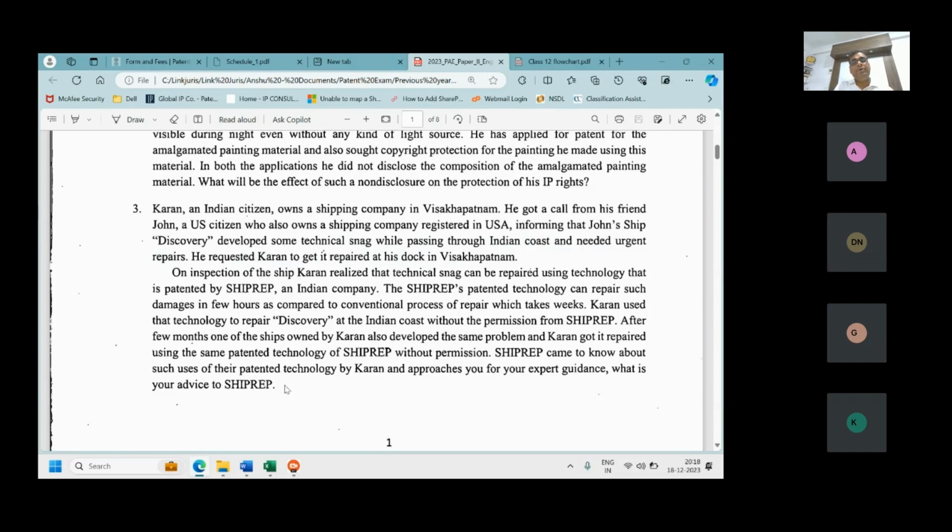What will you advise Shiprep? Your advice is simple: first, there is a clear infringement by Karan for his own ships. Second, the infringement claim of Shiprep for the Discovery might not be accepted because of the rule of Section 49. This is the only answer which you have to write.